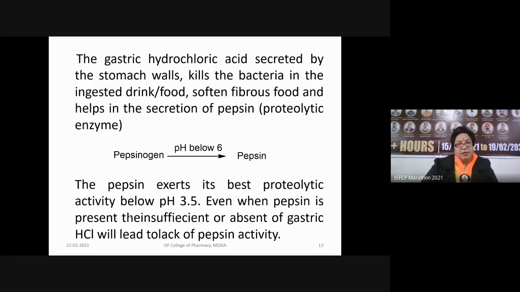The basic requirement for formation of pepsin is that it is proteolytic, that is, it breaks down proteins. Proteo means proteins, lytic means breaking up. So this pepsin enzyme is very much required and it is generated only and only if the pH is below 6. It exerts its best proteolytic activity even below pH 3.5. The insufficiency or absence of gastric HCl will lead to lack of pepsin activity. And you can imagine if pepsin is not there or not acting properly, the proteins will not be broken down into smaller particles.